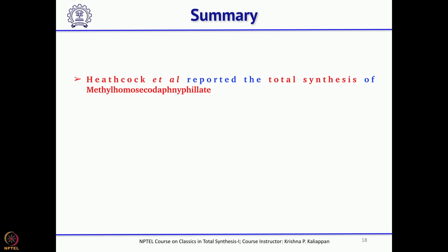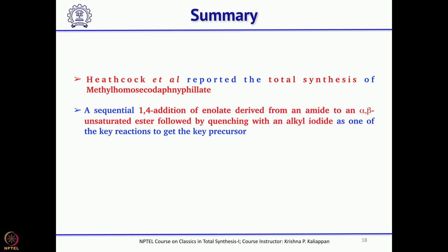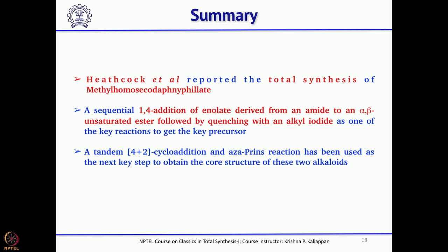To summarize, Heathcock was the first to report the total synthesis of methylhomosecodaphniphyllate, and his synthesis involved a sequential 1,4-addition followed by quenching of the enolate by an alkyl iodide. The second key reaction was an intramolecular 4+2 cycloaddition between a heterodiene and a dienophile, followed by an aza-Prins reaction to construct the pentacyclic skeleton of this compound. Overall, the number of steps was very small, and the total synthesis of methylhomosecodaphniphyllate as well as secodaphniphyllane was achieved in very few steps using these two key reactions by Heathcock's group.